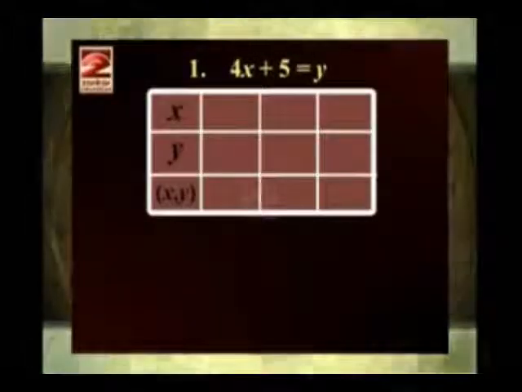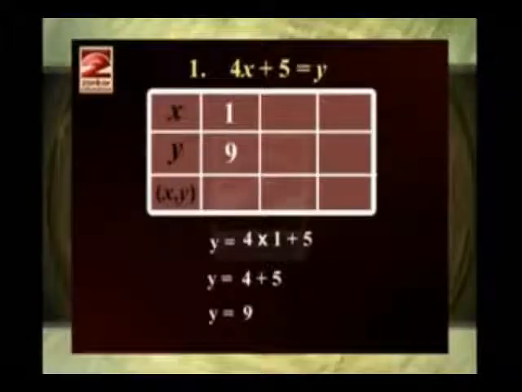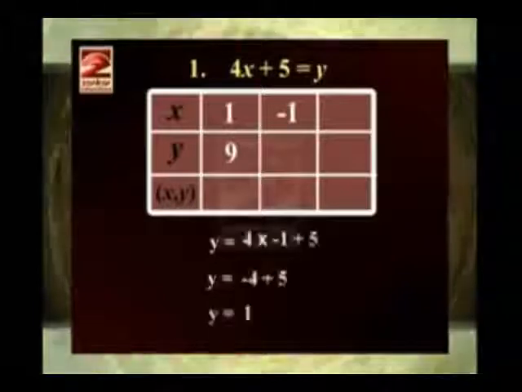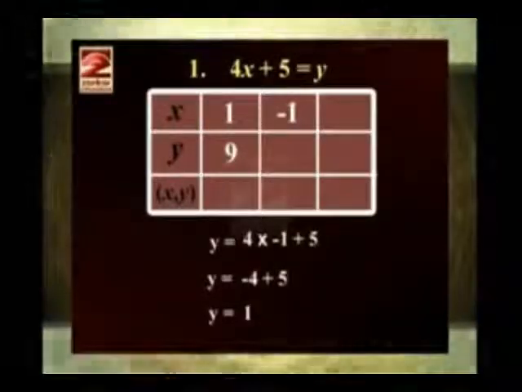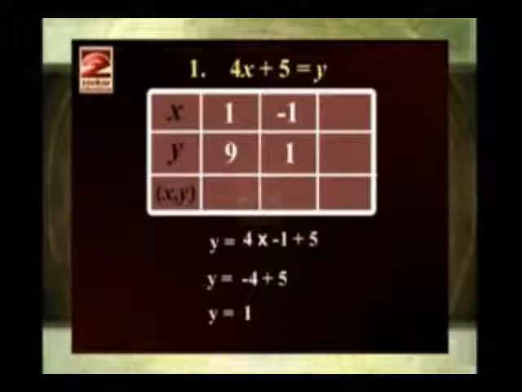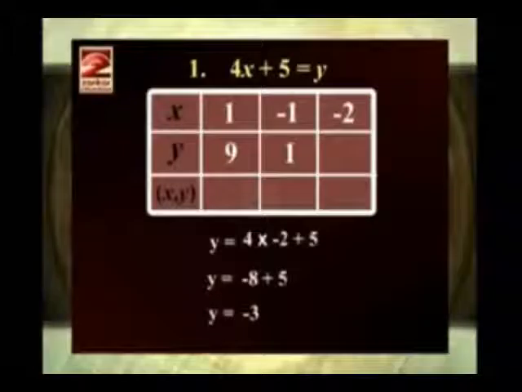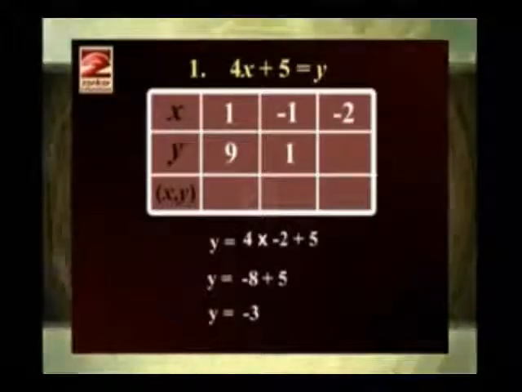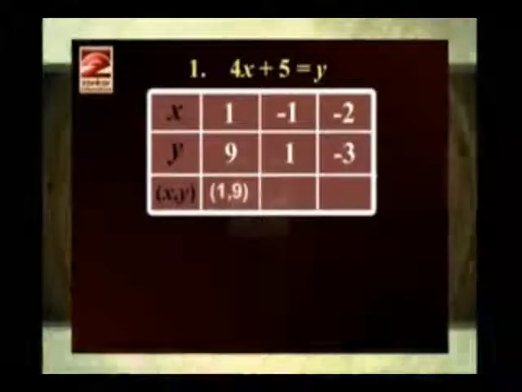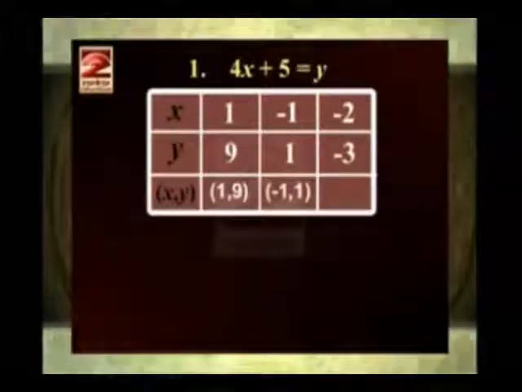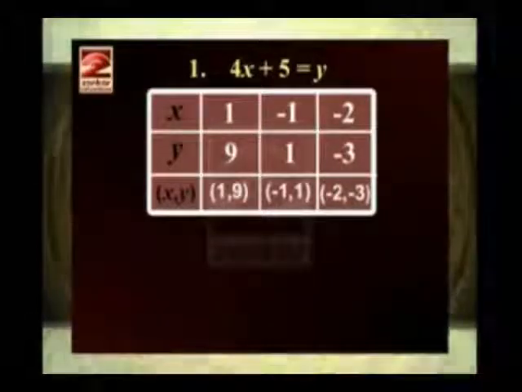That means when x is equal to 1, y is equal to 4 into 1 plus 5, that is equal to 9. When x is equal to minus 1, y is equal to 4 into minus 1 plus 5, that is plus 1. And when x is equal to minus 2, y is equal to 4 into minus 2 plus 5, that is equal to minus 3. So the points are (1, 9), (minus 1, 1), and (minus 2, minus 3).